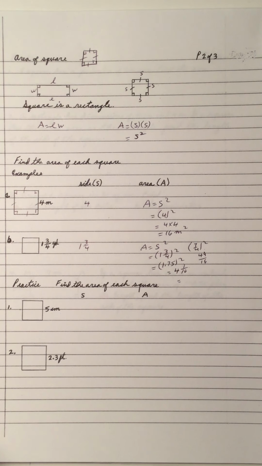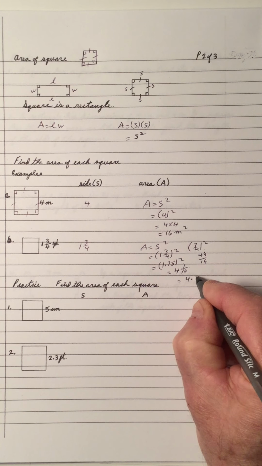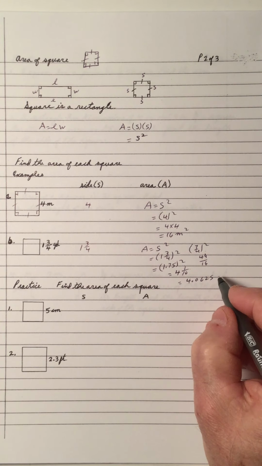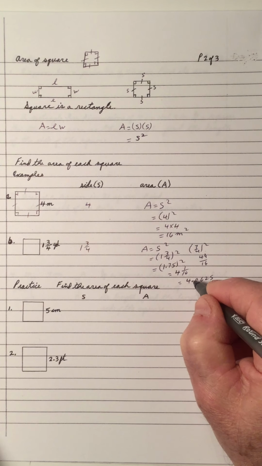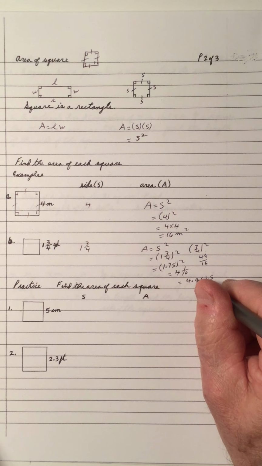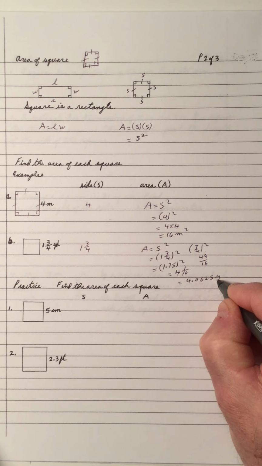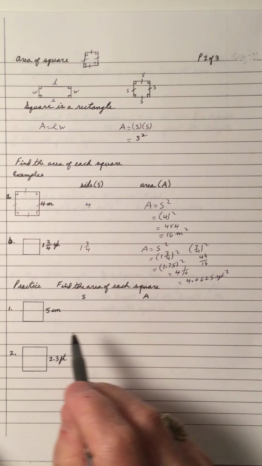Well, if we convert that out, 1 divided by 16 as a decimal is 0.0625. So both of these, 4 and 1/16, is the same as 4.0625, and it's square yards. So you can have a fraction or a decimal.